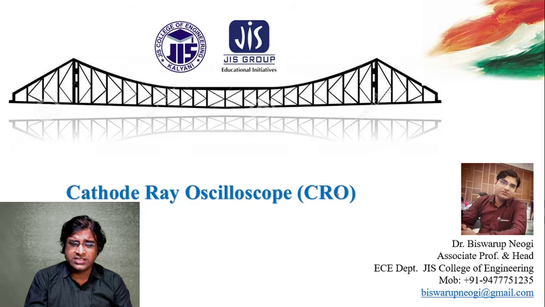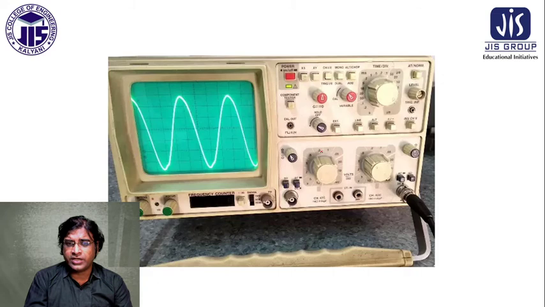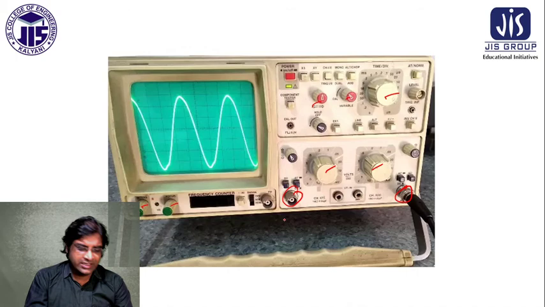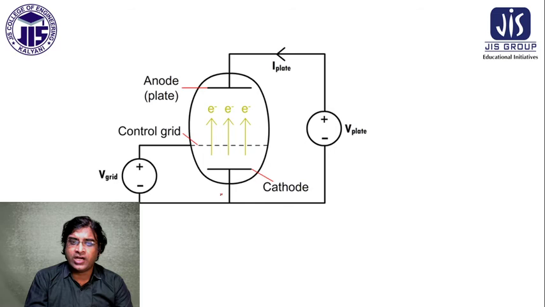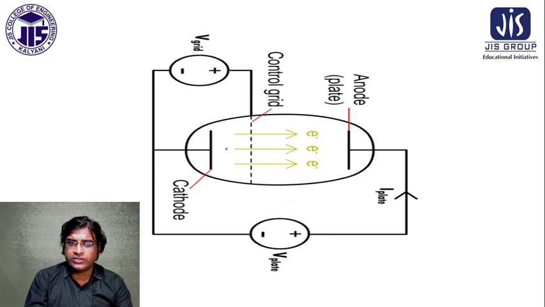This is our CRO, and all the components of the CRO we have already discussed, all the knobs, this knob which we have already learned. These are the things we have covered, and these are the connectors we have already known about. This is specifically the diode valve, and from the diode valve how the triode valve is developed, and how the triode is working, and through that how we can generate the picture tube, those things we have already known.